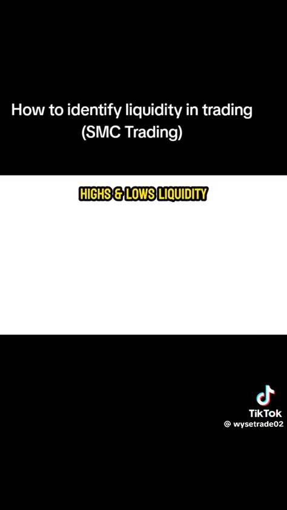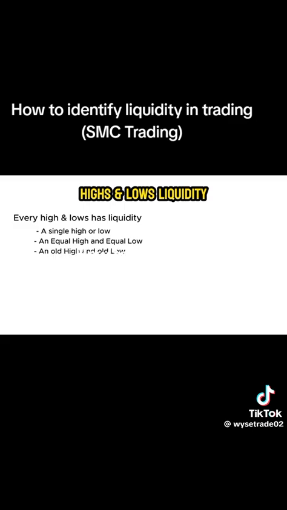Liquidity from highs and lows. Every high and every low has liquidity, and it can come in multiple ways: a single high or a single low, an equal high or an equal low, and an old high or an old low. You must understand that the high time frame is the most important one.